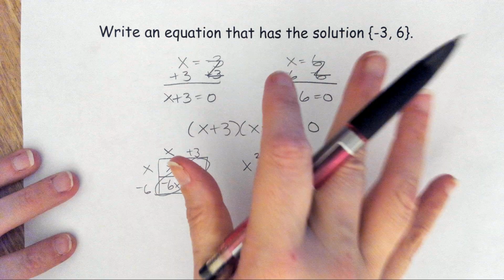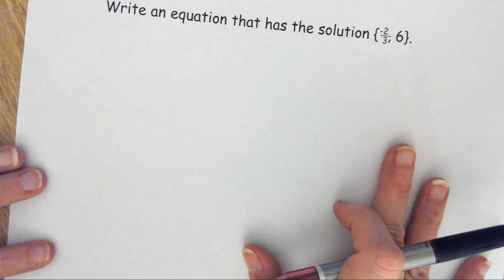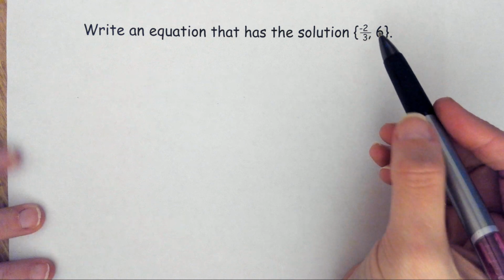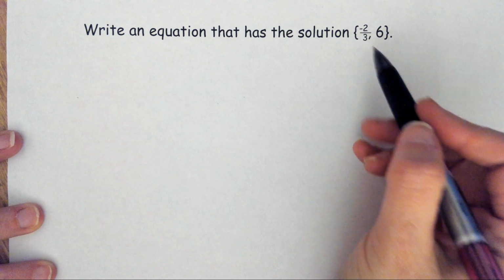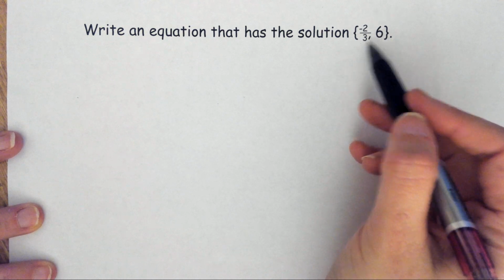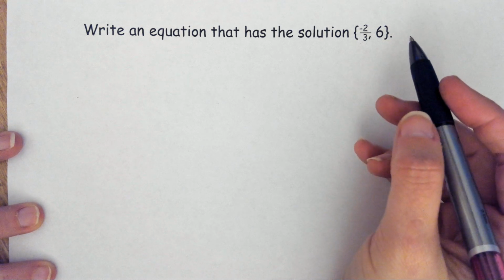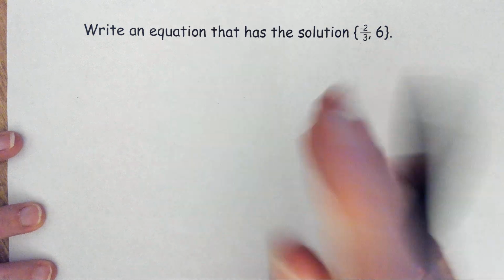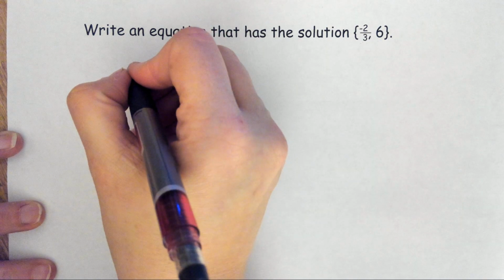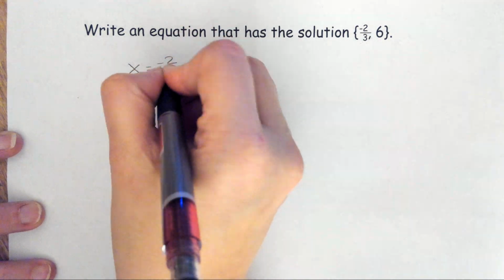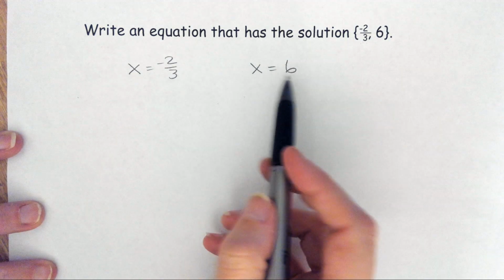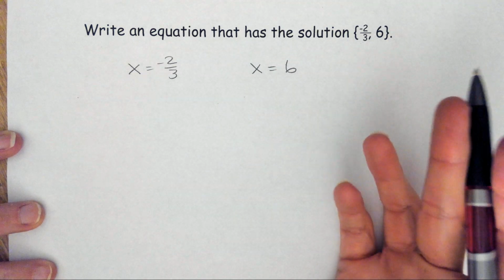Now, that's an easy one. Let's try another one that's not hard, but it's a little bit more challenging because in this case, I have a fractional solution. So we're going to see what to do with that. We start out the same way. I have two solutions. I know that each of these are my zeros, my x-intercepts, my roots, my solutions. So I'm going to say I have one x that's negative 2/3, and I have another one that equals 6. Both of these x values will make my function true.